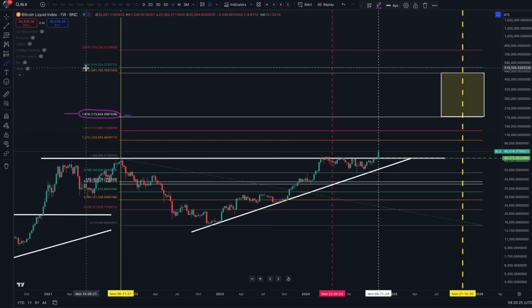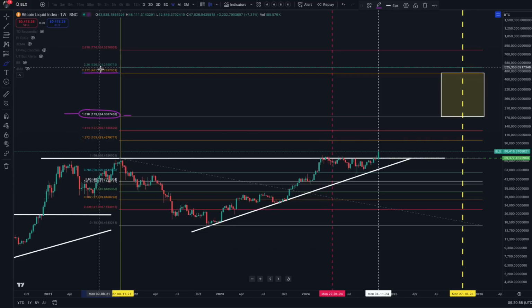The second and the third targets that we've had from the previous cycles will be the 2.272, and that is running at 461,000. And then the other one at 2.36 is running at 526,000. So these are the three exact targets based on the Fibonacci level: 173, 461 and 526. So let's see what happens in the coming 6 to 12 months when we expect the market to top out.